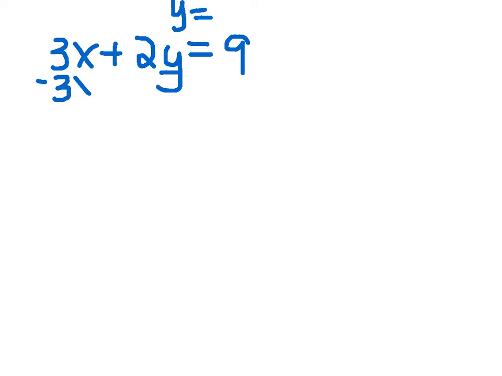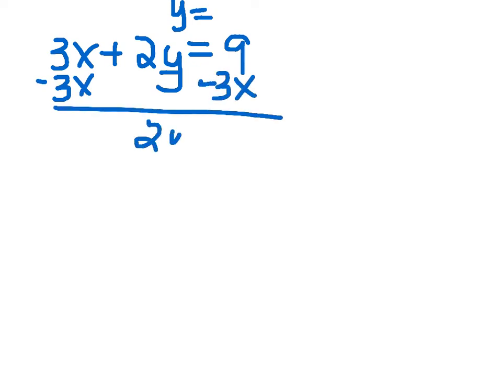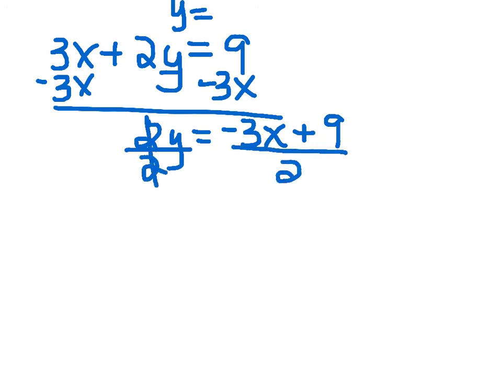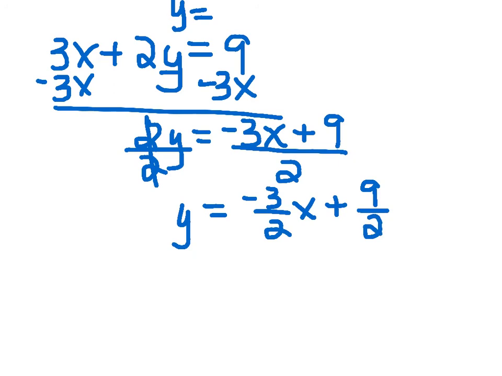The first thing I want to do is get rid of the 3x so that I have 2y, and I want you to get in the habit of putting this first. And then when I divide by 2, the form that I would like you to use is negative 3 over 2x plus 9 over 2. I know 9 over 2 is not a whole number. It's 4½ so you'd have to gauge that on a graph. But this is the slope, negative 3 over 2.